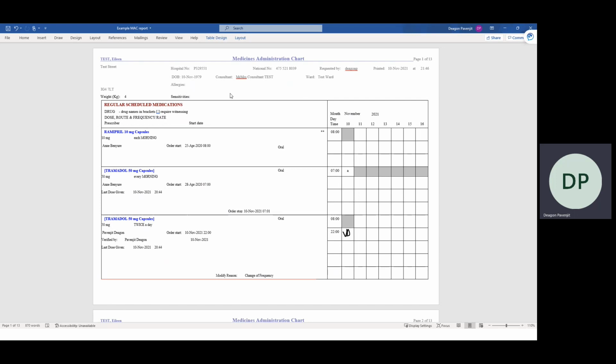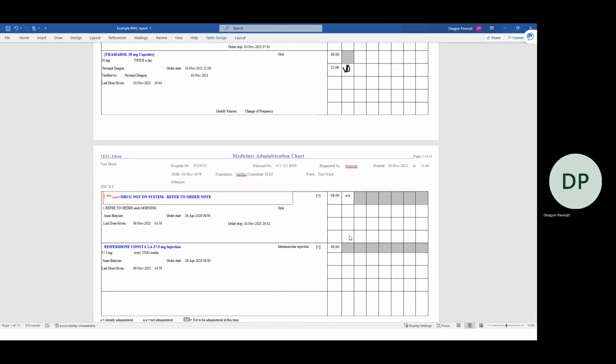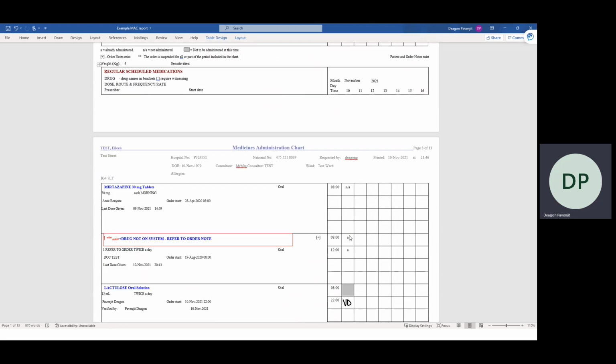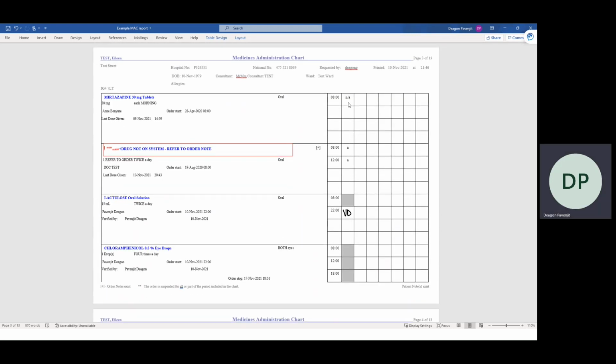So in this case, the nurse checked the MAC report for all medication due at the relevant time. So in this case, November the 10th being the current date. Tramadol was due at 10 o'clock. The nurse has administered that medication and signed the administration box against the date and time. Moving on to the next medication. Lactulose was due again at 10 o'clock. This has been administered, and so the nurse has signed the administration box against that medication and that time.